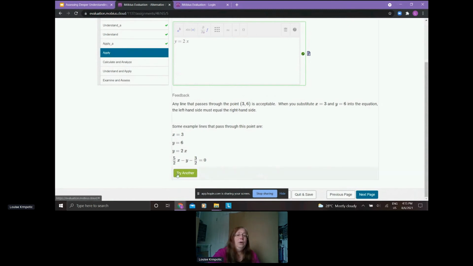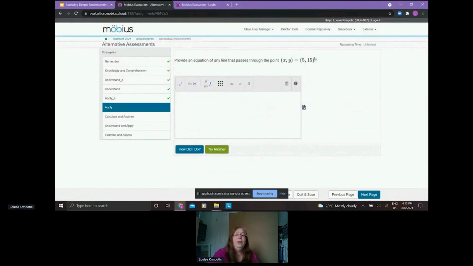Here's an example where you can see the try another. So right now we had it going through the point (3, 6). If I select try another, I now have (5, 15), (7, 14). And so the student could try it a couple of times or as many times as they want to, but it's a different way of asking the question that gets a little bit higher on Bloom's taxonomy.